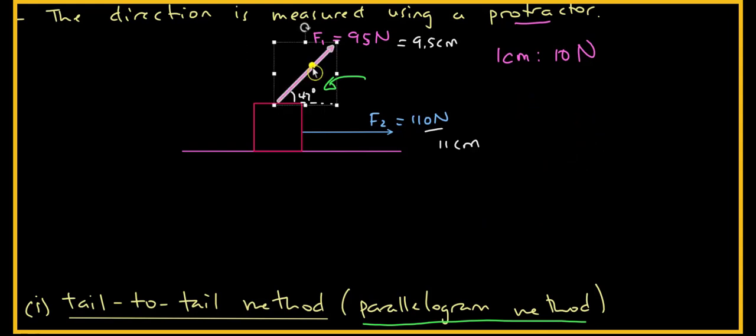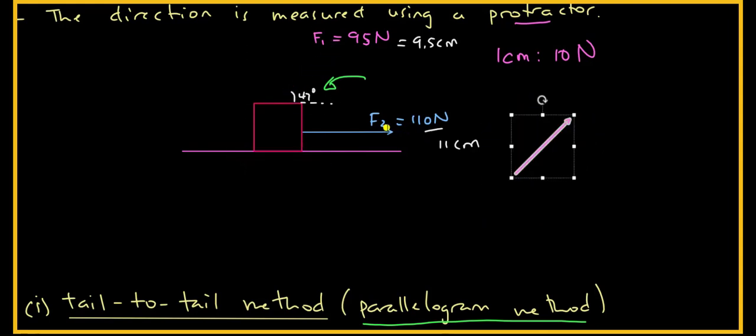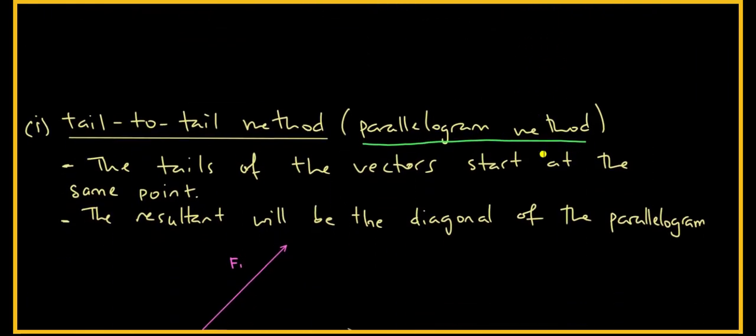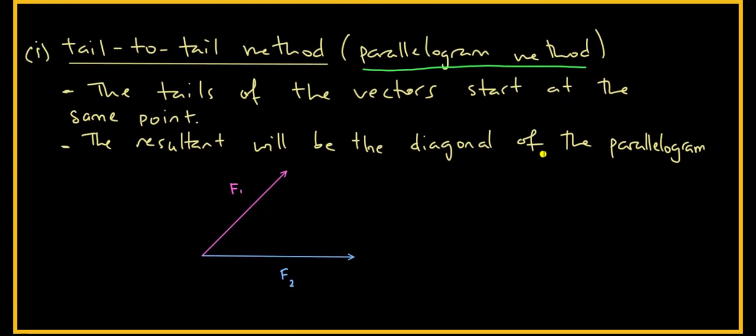Since you can move this vector here, it means I can rearrange these vectors. I can put my vectors like this. If I do this, it's called the tail to tail method. If I put one vector on the head of the other like this, it's called the tail to head method. So we have two methods: the tail to tail method and the tail to head method. Let's start by looking at the tail to tail method, or the parallelogram method.